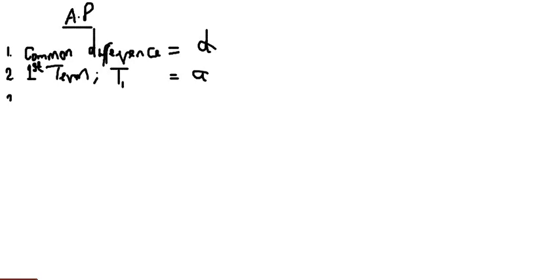The third component is the nth term. So we may write that as the nth term, or we may write it as Tn, and this is designated by the expression A plus n minus 1 D.